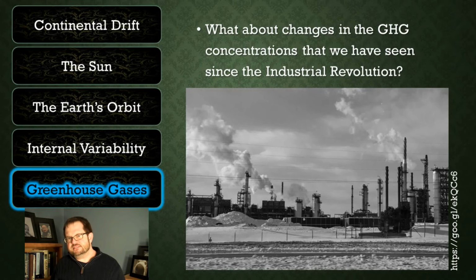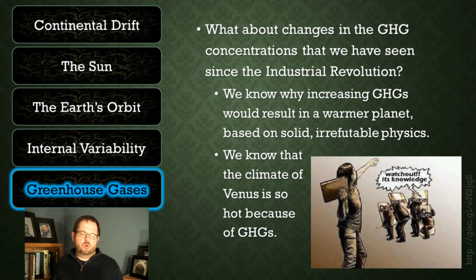What about greenhouse gases? Now, we almost always think in this class about greenhouse gases as being an anthropogenic thing. And we certainly have added a lot of greenhouse gases to the Earth's atmosphere. Well, what about those changes? We know that increasing greenhouse gases would result in a warmer planet. I mean, that's based on physics that can't be refuted. Okay? That's not a difference of opinion between politicians or something.